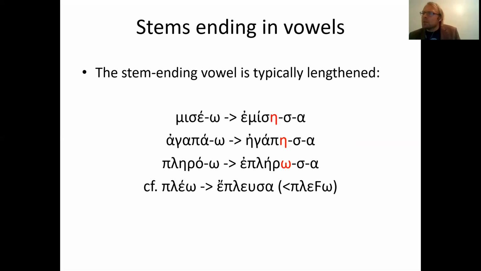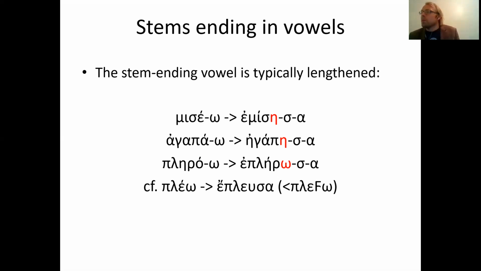The formation of the stems in the Sigmatic Aorist follows the same principle as the future stems. So just like in the future forms we have looked at, if the root of the verb ends in a vowel, except if this vowel is part of a diphthong, this vowel is typically lengthened. That is before the sigma infix in the Sigmatic Aorist forms. Hence, miseo, I hate, becomes in the aorist indicative emisesa, I hated.